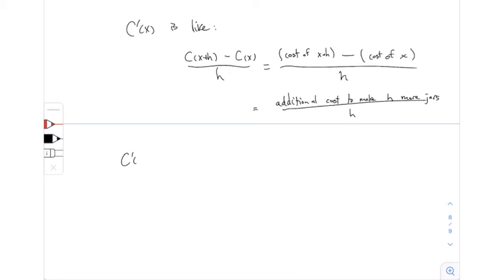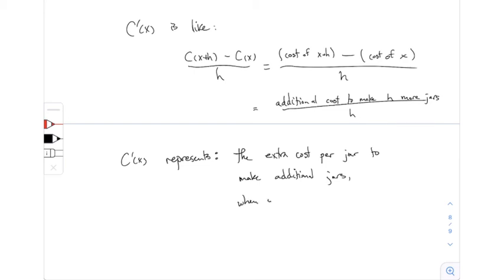C prime of x represents the extra cost per jar to make additional jars. And this is when we're already making x jars. So the idea is I'm already making a certain amount. What if I decide to make a little bit more? How much is it going to cost per jar? So this is the extra cost per jar to make additional jars when we already made x.